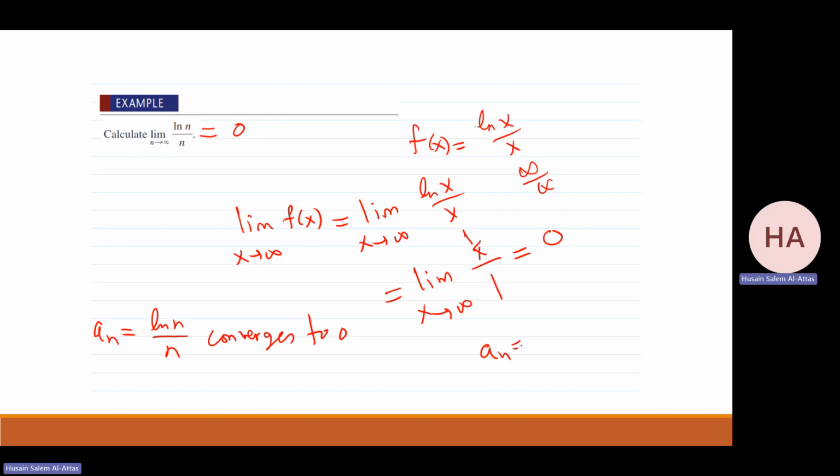We can write a_n is f of n. So the limit of a_n will be equal to 0, equal to L. It's the same.